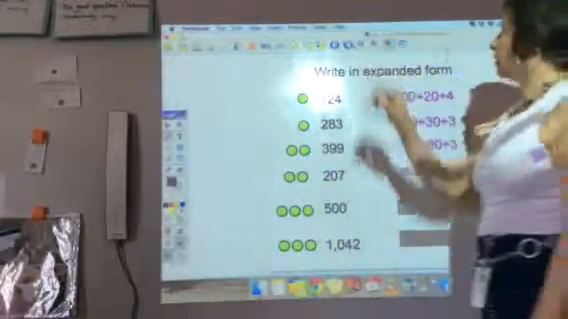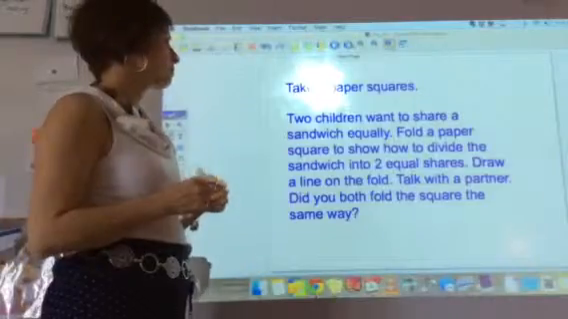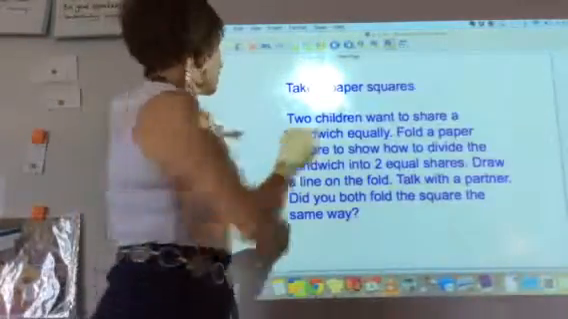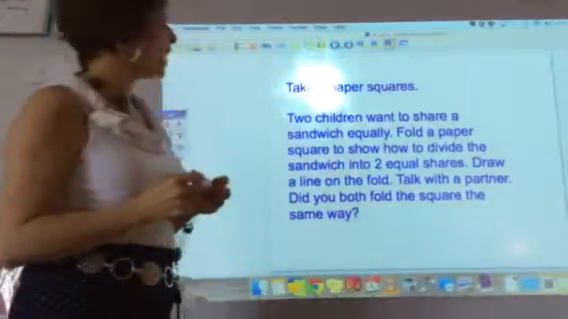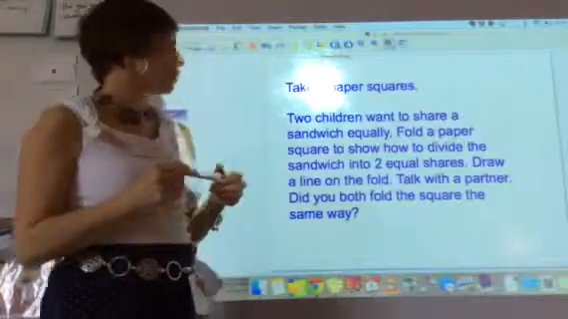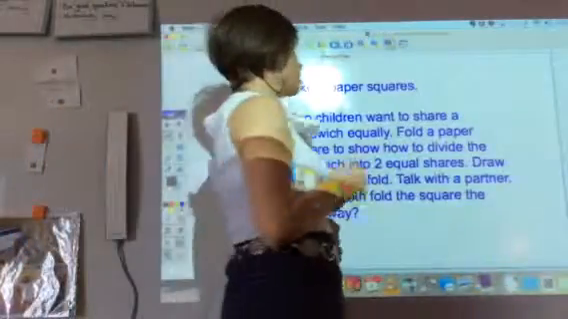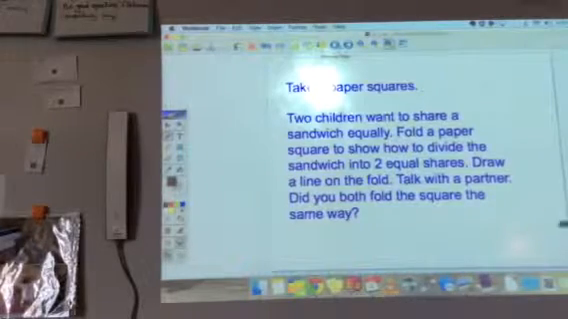Okay, we're going to move on. 9.1. What if we should see if they were right? Okay, I am going to move us to here. So today, if we were to take paper squares and fold them into a sandwich equally, how would we divide the sandwich into 2 equal shares?